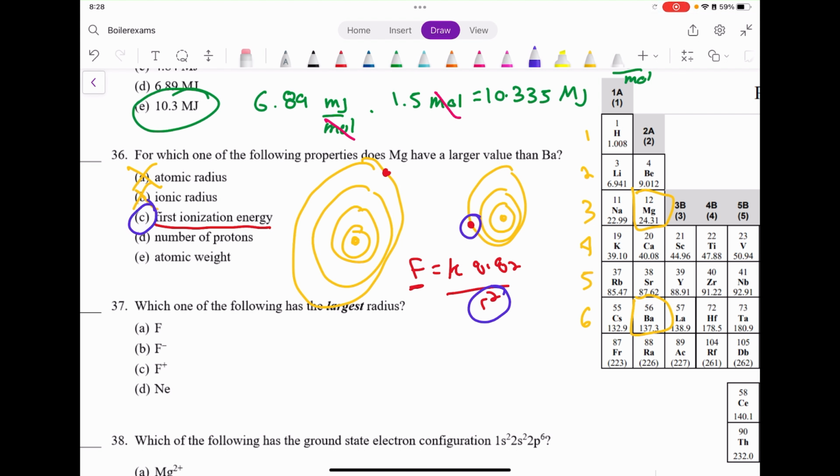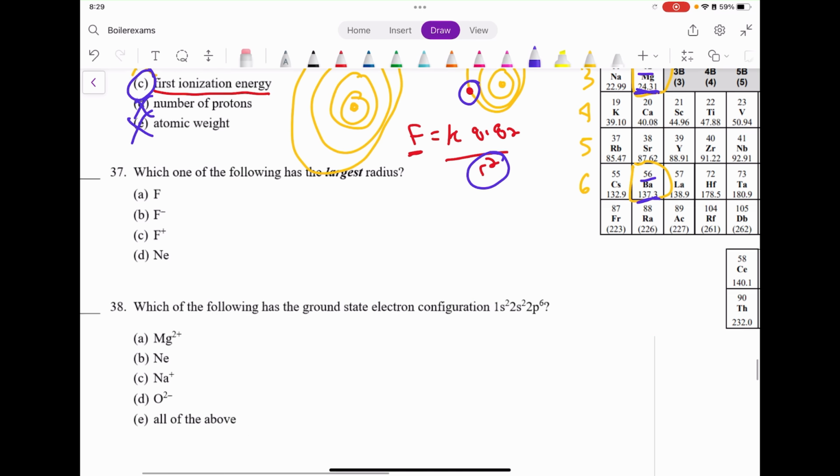Let's look at D and E as well. Magnesium does not have more protons than barium. It says it in the atomic number, so that's definitely not true. E, atomic weight, basically the exact same thing. You can just read that number. So 36C.